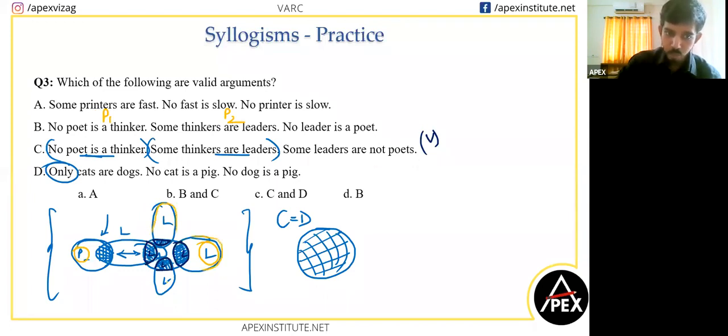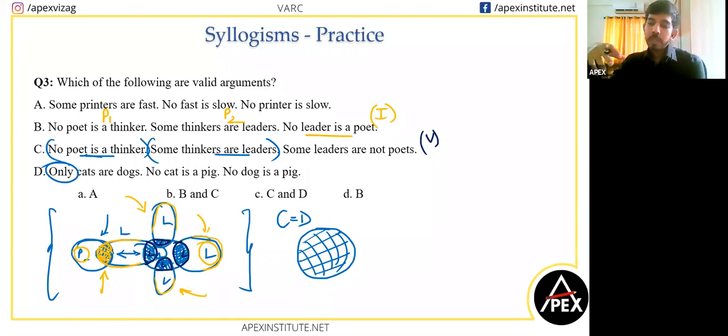It can be here, not overlapping. It can be here, not overlapping. It can be here, in which some leaders overlap with poets. So we cannot definitely say that no leader is a poet. It may be true in case we have this one or this one or this one. It may not be true as well in case we have a diagram like this, where leader is overlapping with poet. So this is not specified, and therefore it becomes an invalid argument.